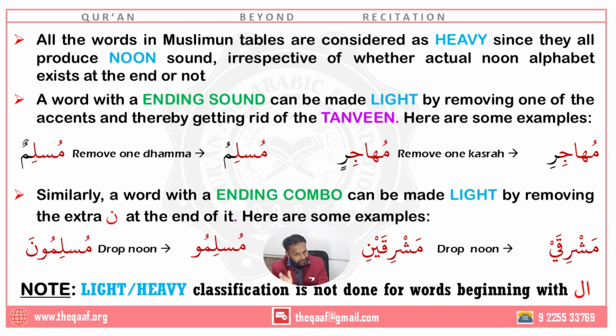So whenever al comes, tanween goes away. Al comes, tanween goes away. Tanween comes, al goes away. So al and tanween don't work together. So they don't get along. As soon as al comes, tanween goes away. Okay? So that's how they work. Al and tanween will not go together. Does that answer your question?